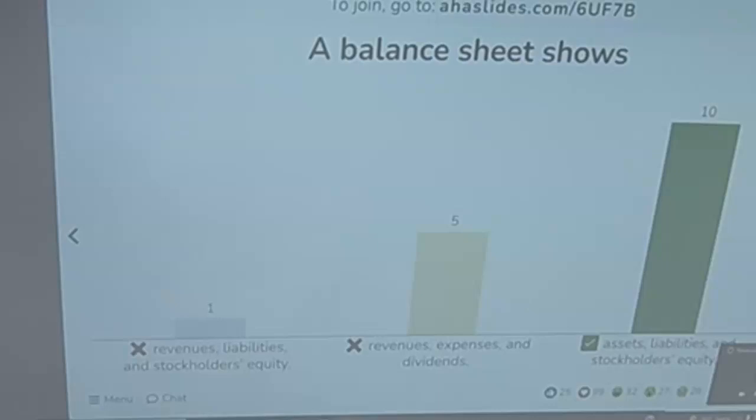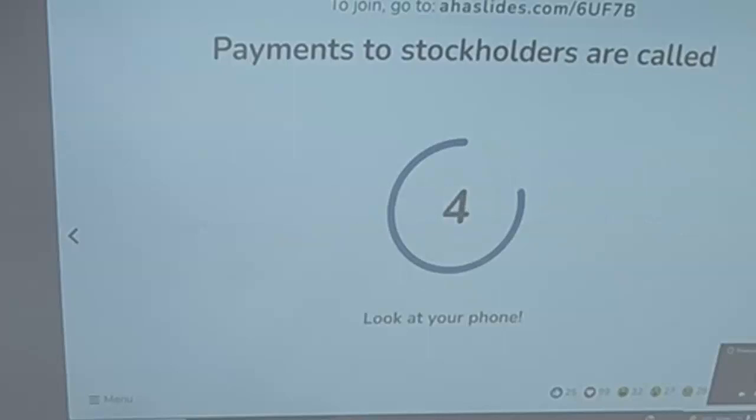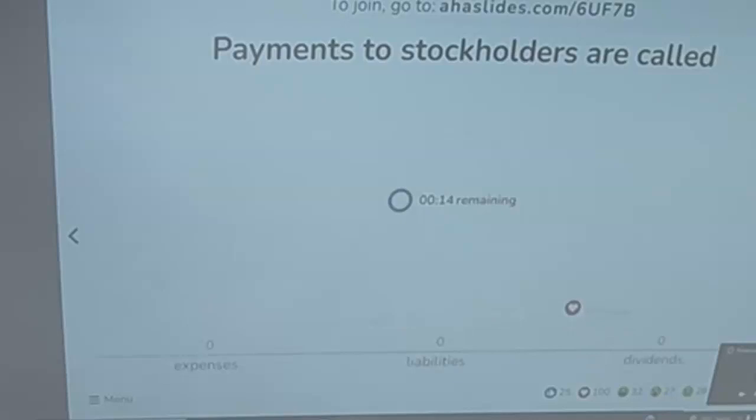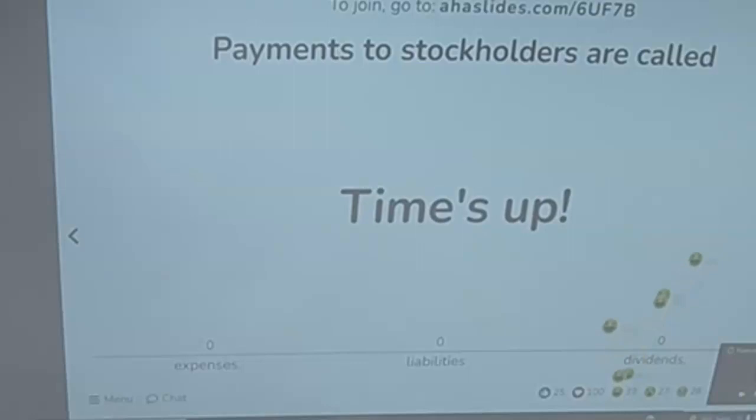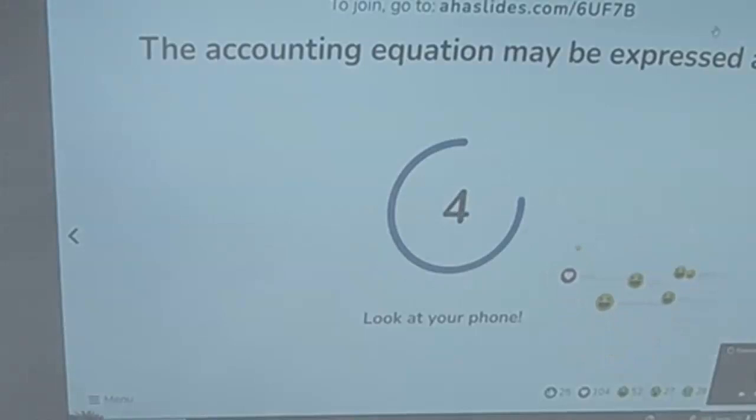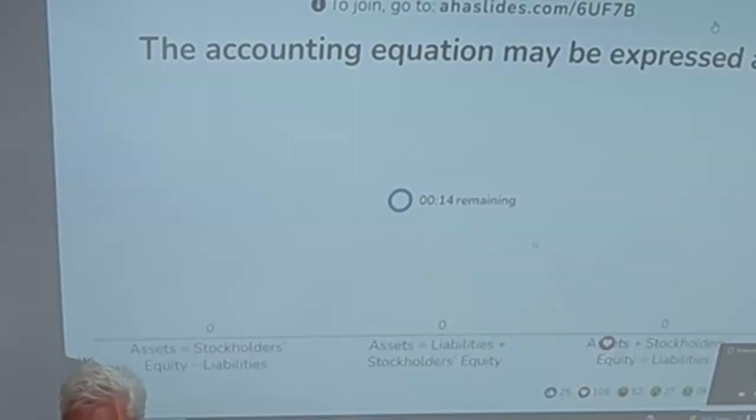Okay, let's see if we can get better here. Payments to shareholders are called expenses, liabilities, or dividends. Good, very good. Okay, let's keep going. The accounting equation is also called the balance sheet equation. And that is expressed as: assets equal shareholders' equity minus liabilities; assets equal liabilities plus shareholders' equity; or assets plus shareholders' equity equal liabilities.